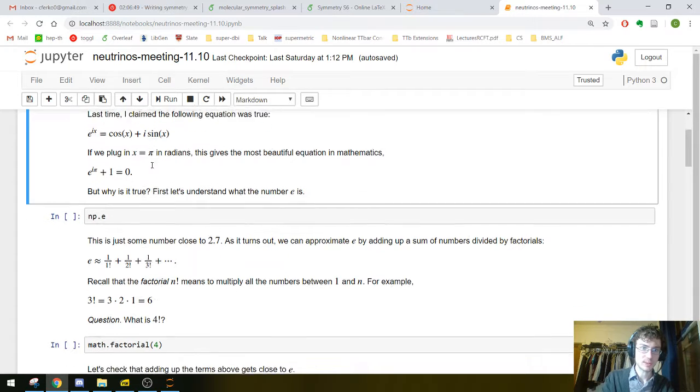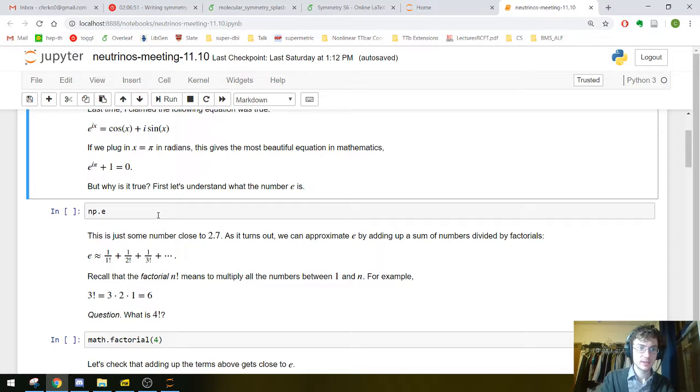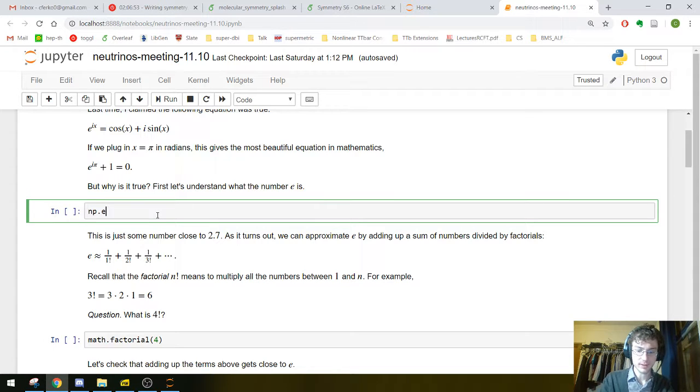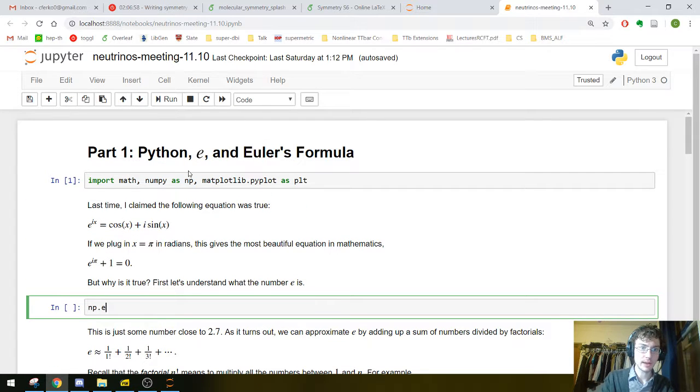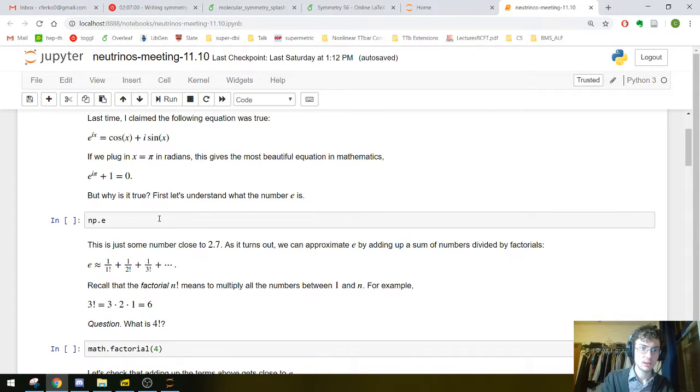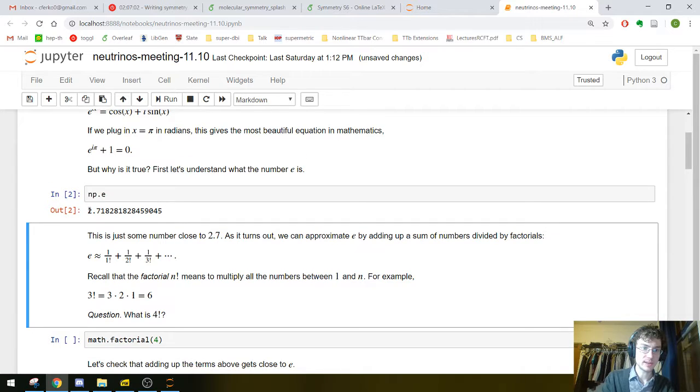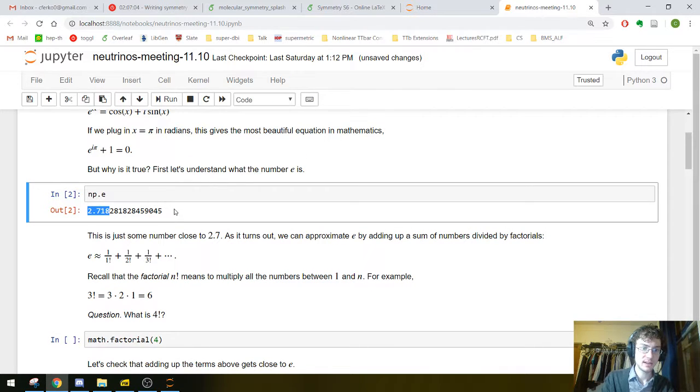But okay, why is this true? Right now, this is just magical. So first, what is e? The people who have done pre-calc probably know what this number e means. It's in the numpy that I just imported, np. So you just call np.e and it tells you what e is. It's about 2.718, just some number with some expansion.